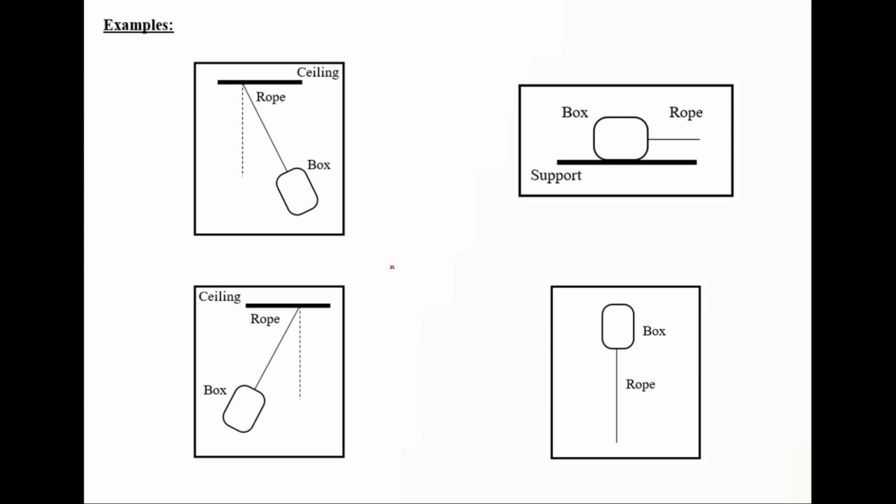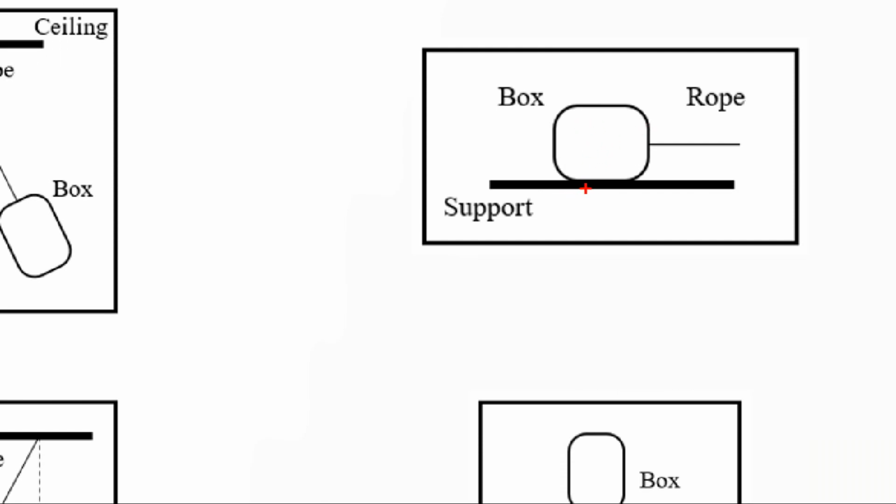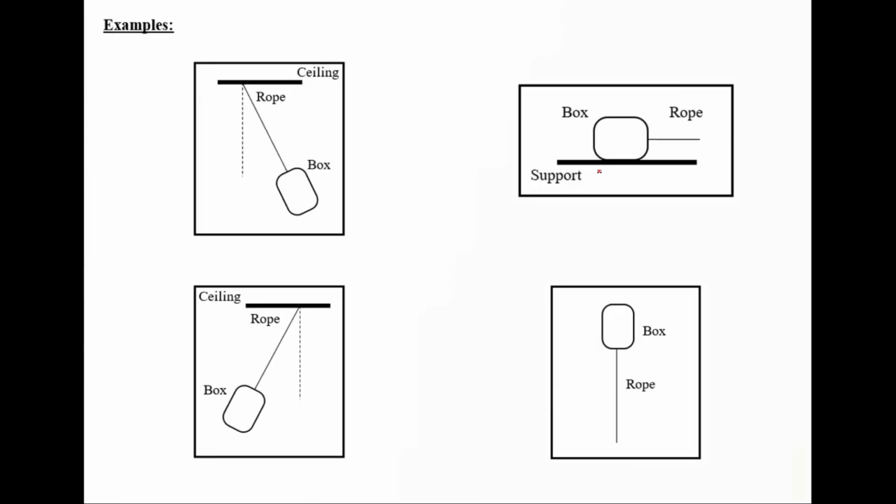In each of the following examples we have a box connected to a rope and we need to represent the tension force, only the tension force. We're not interested in representing other forces. For example, here because we have a support, the box will be subjected to the normal push, and for sure we have the pull of gravity in each of the following examples. Let me say that this is 1, this is 2, this is 3, this is 4.